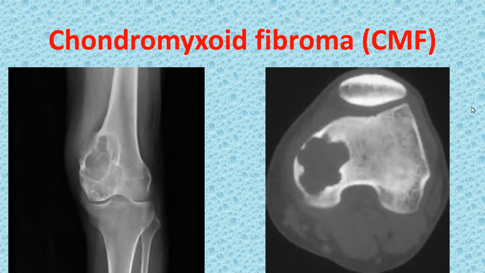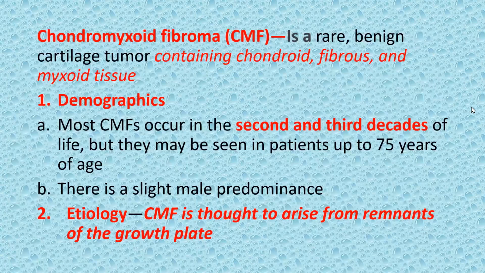A chondromyxoid fibroma is a rare, benign cartilage tumor containing chondroid, fibrous tissue, and myxoid tissue. Most chondromyxoid fibromas occur in the second and third decades of life, but they may be seen in patients up to 75 years of age. There is a slight male predominance. Chondromyxoid fibroma is thought to arise from remnants of the growth plate.